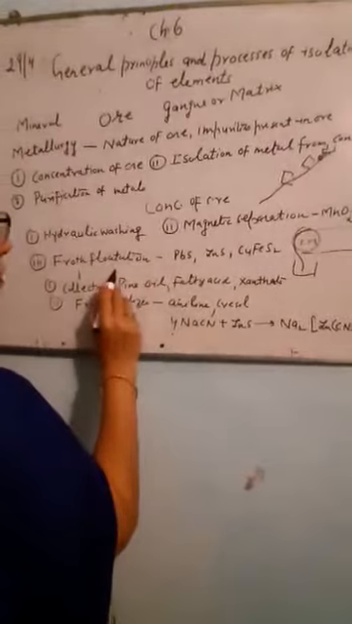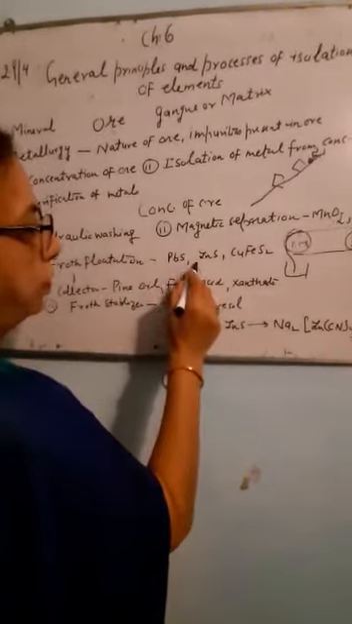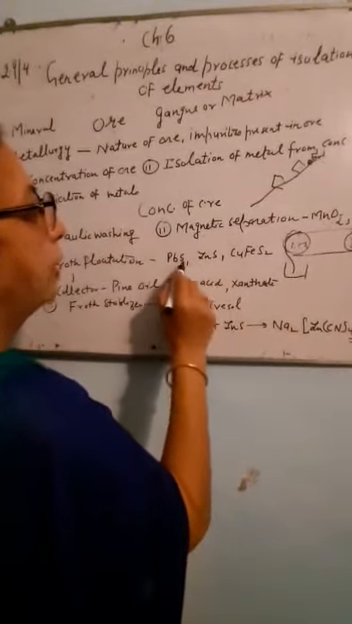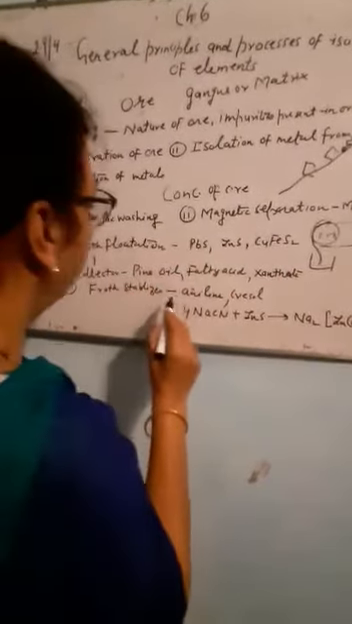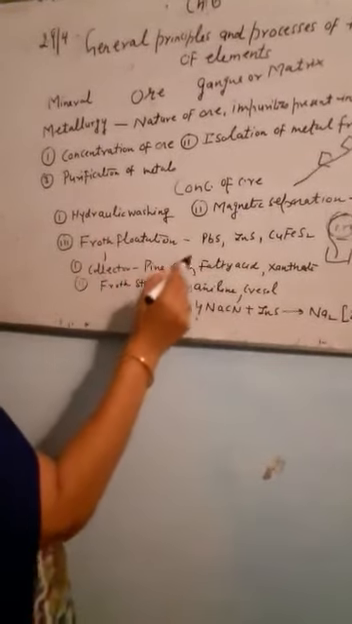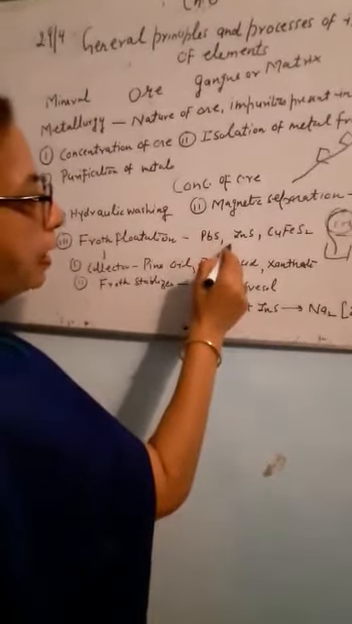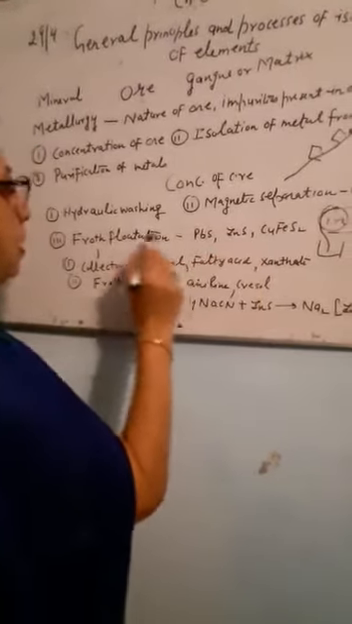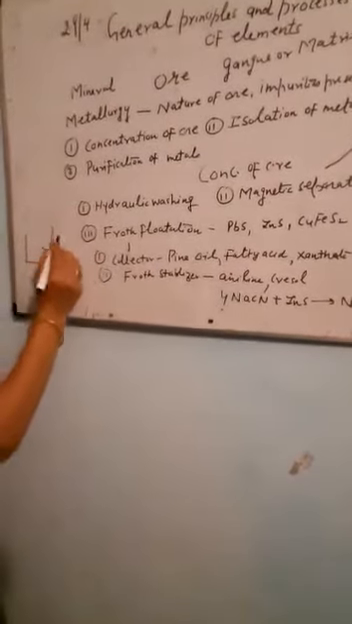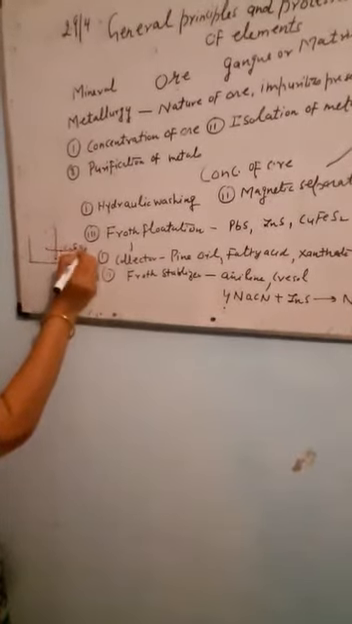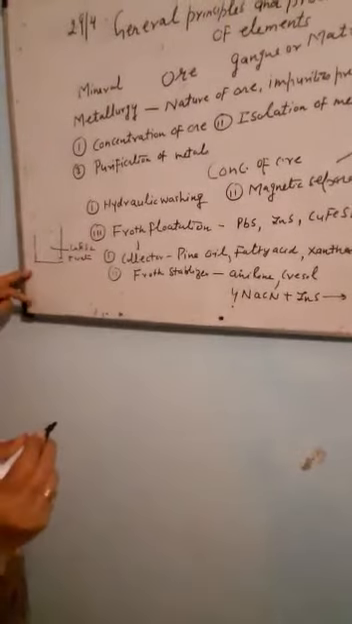The third important process is flotation. It is done for the separation of sulfide ores like zinc sulfide, lead sulfide, copper pyrite. In this process, there is one basic principle: mineral particles are wettable with oil, whereas impurities remain only in water. In a container, the ore is added along with water, and a suspension is formed.